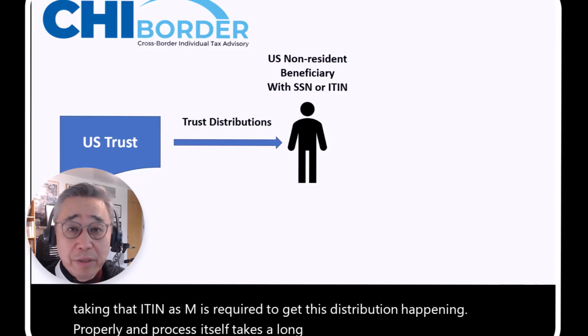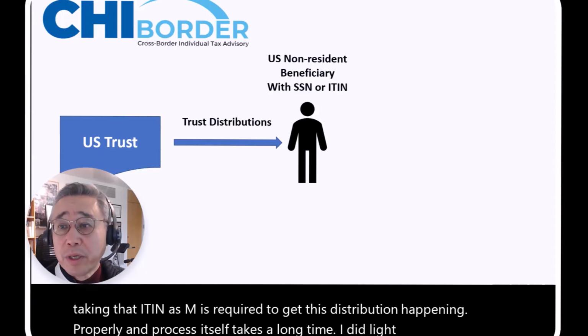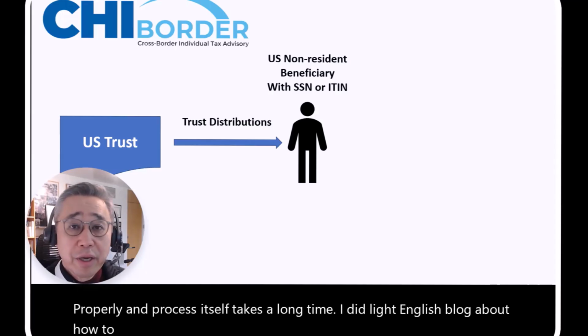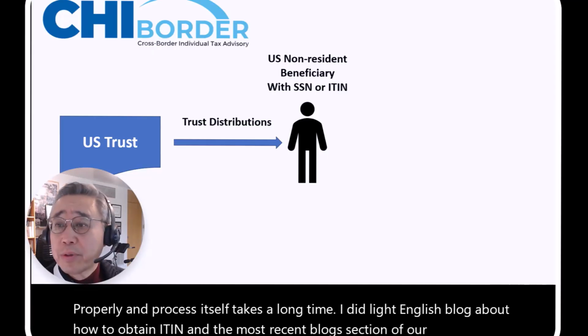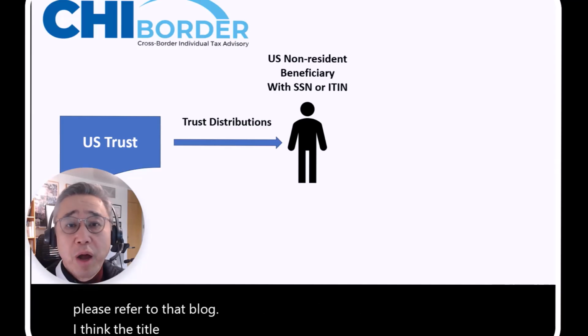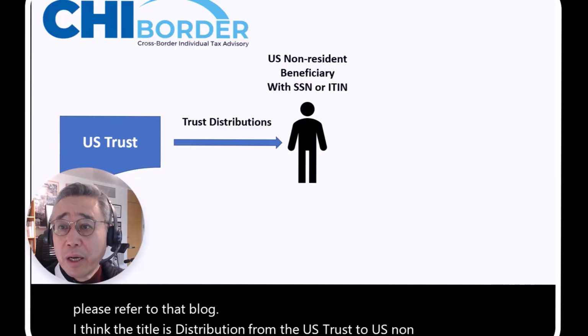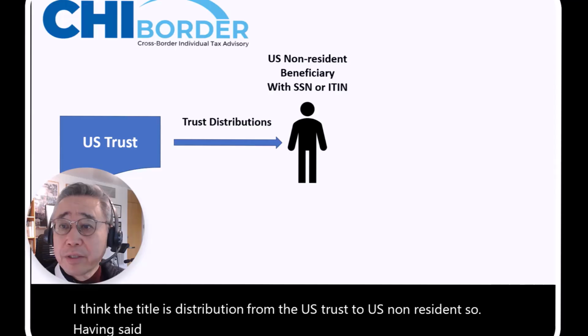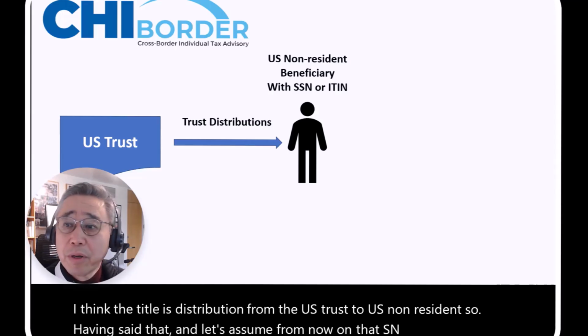I did write an English blog about how to obtain an ITIN, in the most recent blog section of our website, so please refer to that blog. I think the title is Distribution from the U.S. Trust to U.S. Non-Resident.